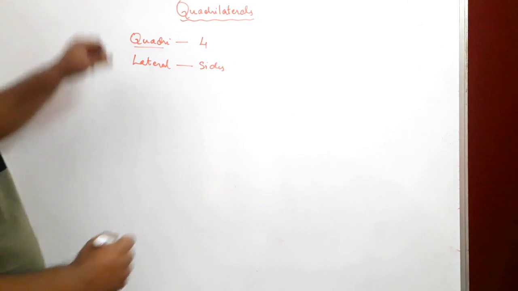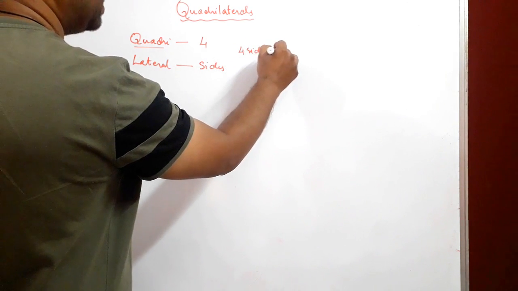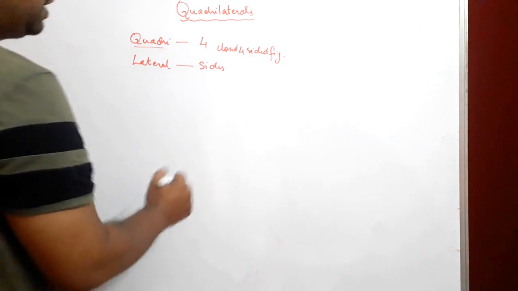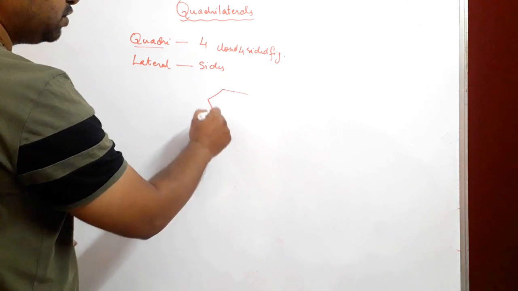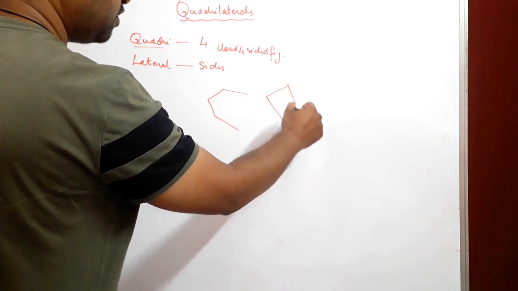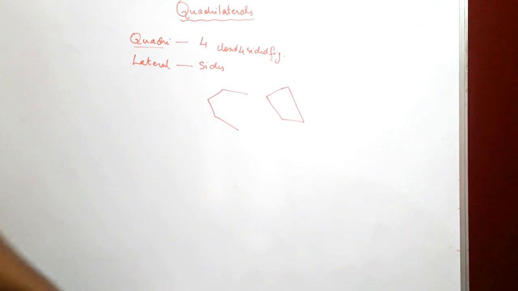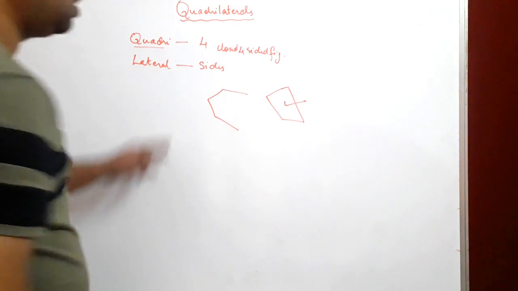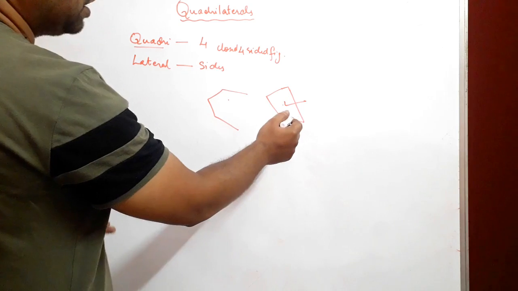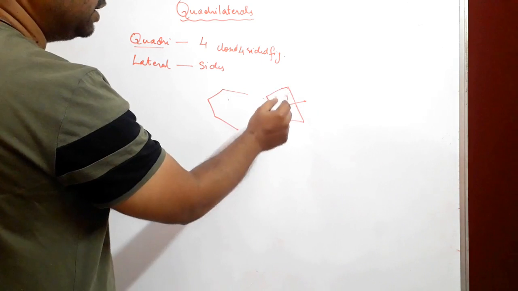So quadrilaterals refer to a four-sided figure, not any four-sided figure, but it should be a closed four-sided figure. For example, this is also a four-sided figure and this is also a four-sided figure, but this is a quadrilateral and this is not a quadrilateral. Because for a quadrilateral it is necessary that it should be a closed figure. It should be a polygon.